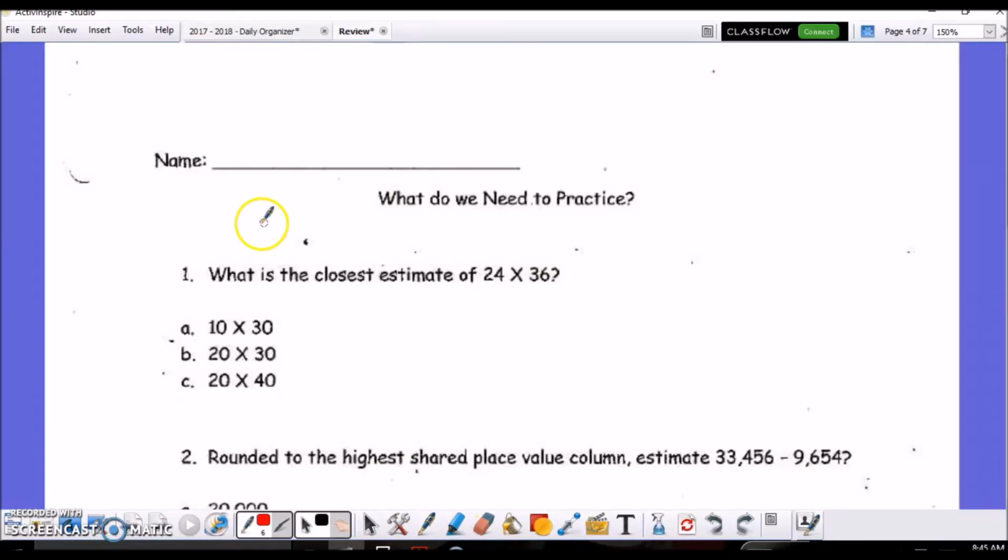Tonight for homework we are practicing for our upcoming estimation and number theory test. So let's take a look at some of these questions. Which is the closest estimate? Estimate means rounding. Here are the rounding rules.